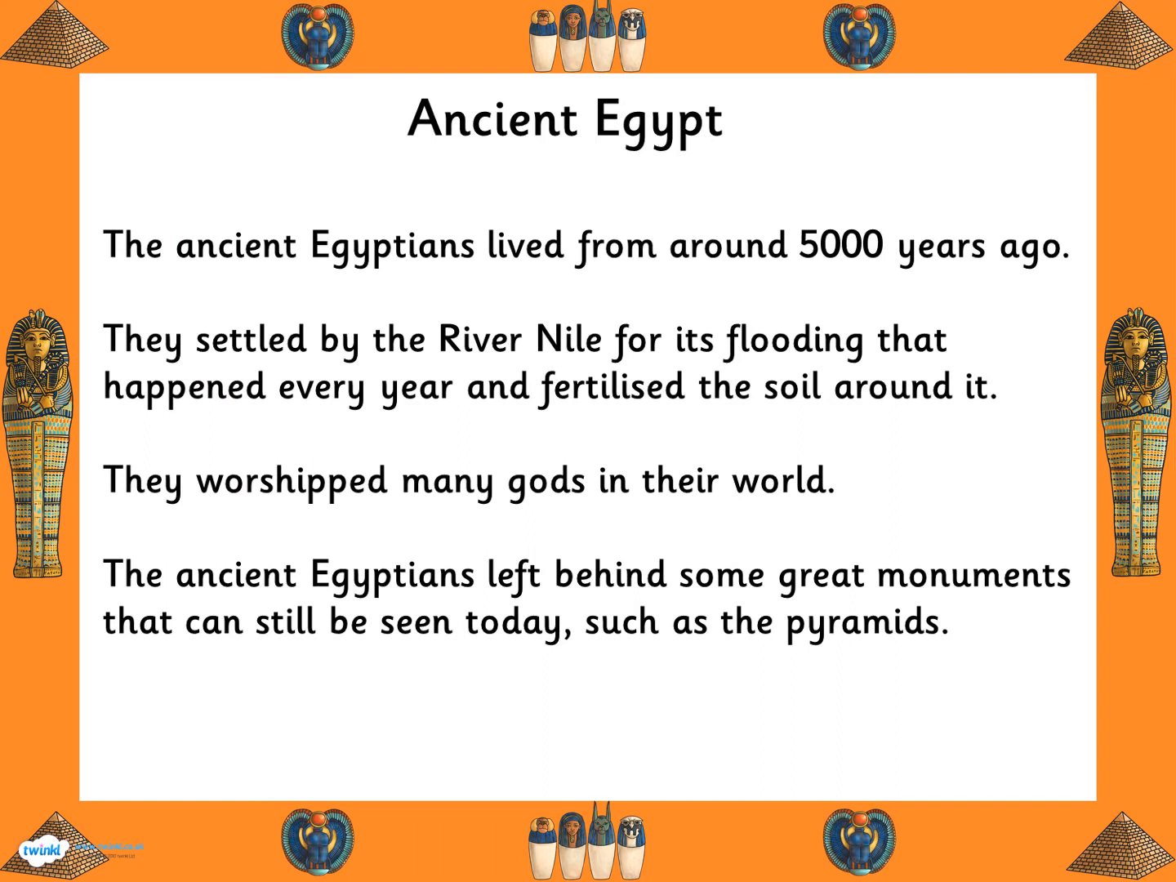The ancient Egyptians lived from around 5,000 years ago. They settled by the River Nile for its flooding that happened every year and fertilized the soil around it. They worshipped many gods in their world. The ancient Egyptians left behind some great monuments and buildings that can still be seen today, such as the pyramids.